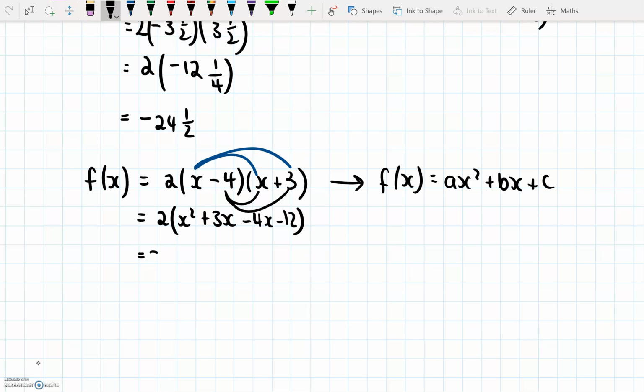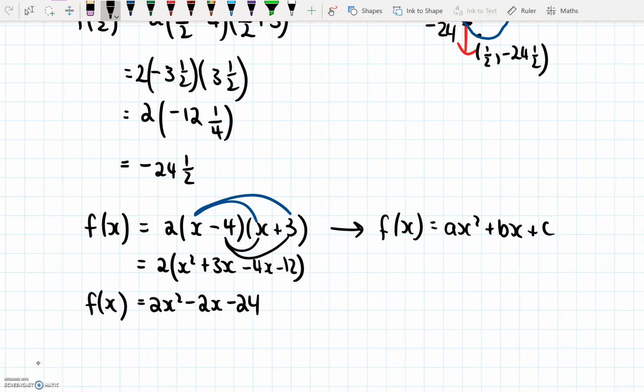Okay, so we have 2x squared, 3x minus 4x is minus 1x times 2, so minus 2x, minus 24. And this is that same quadratic equation but in the general form. So it's very important that you can easily change it from the factorized form into this form. Fairly easy, just expand the brackets, be very careful with your coefficient a.